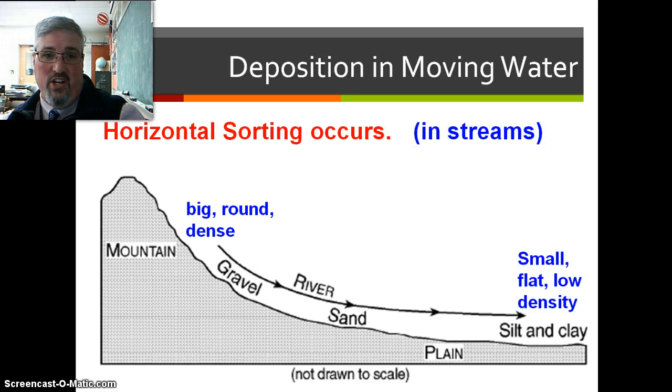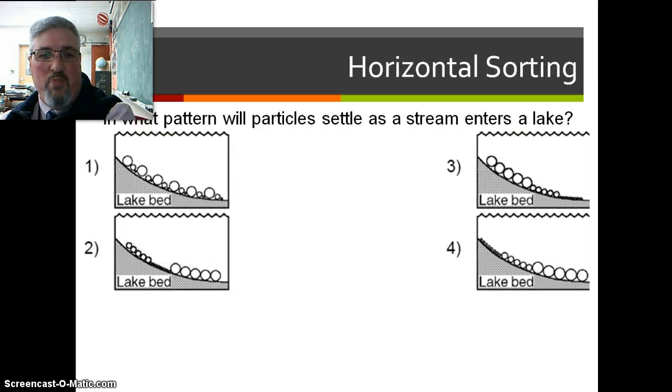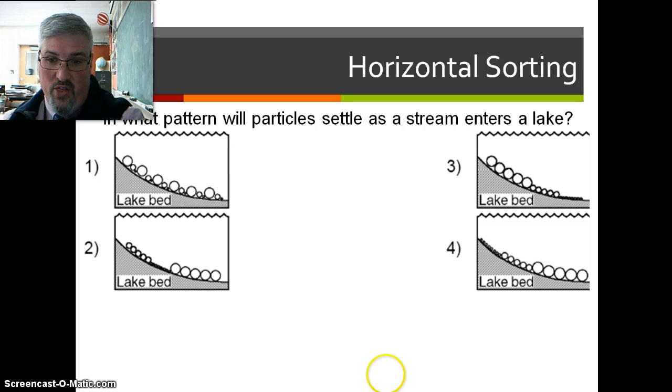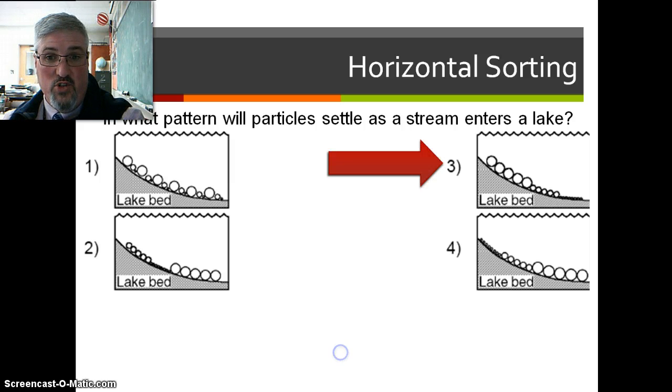This occurs, like I said, in streams. Which pattern will particles settle as a stream enters a lake? Okay, this is one that most folks understand the question, but they usually choose the wrong answer. You know it's going to be big to small. Which one is it? Most folks historically end up picking number 4. That's wrong. It's in the wrong order. Which one is it? If you said number 3, you're right.